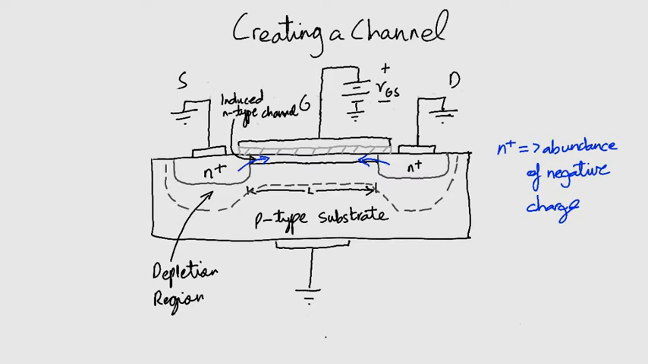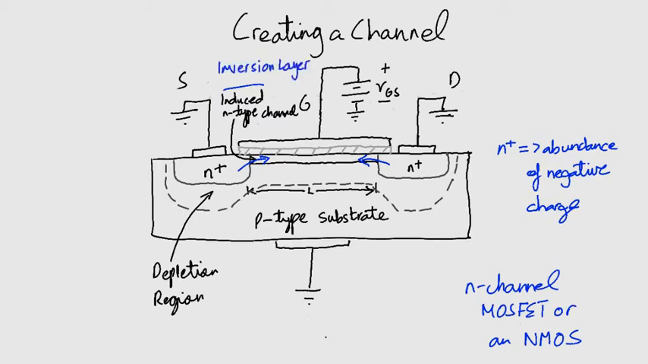If a voltage is applied between drain and source, like we attempted in the previous lesson, it will conduct and a current will flow through this channel. This is known as an induced channel. The MOSFET is also called an N-channel MOSFET or an NMOS transistor. The induced channel is also called an inversion layer because it is created by inverting the P-type substrate to the N-type.